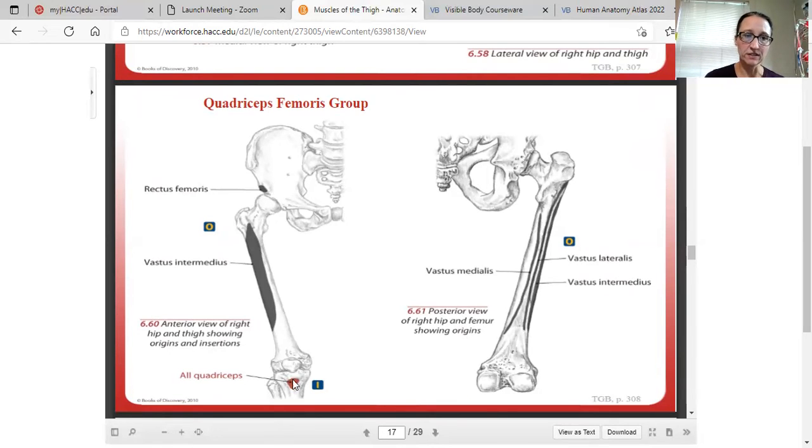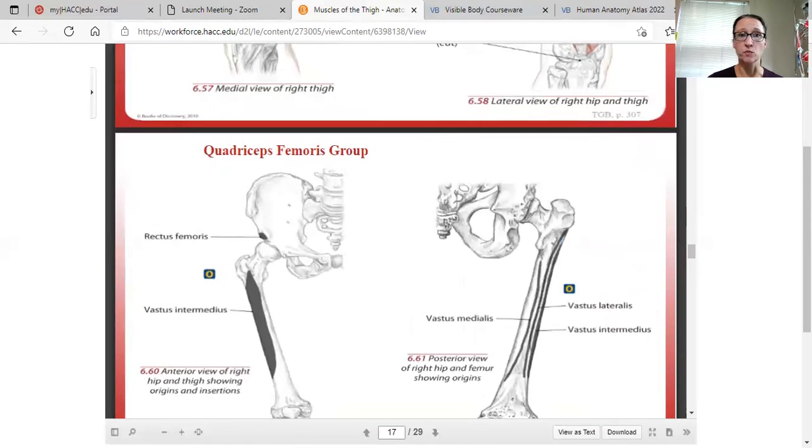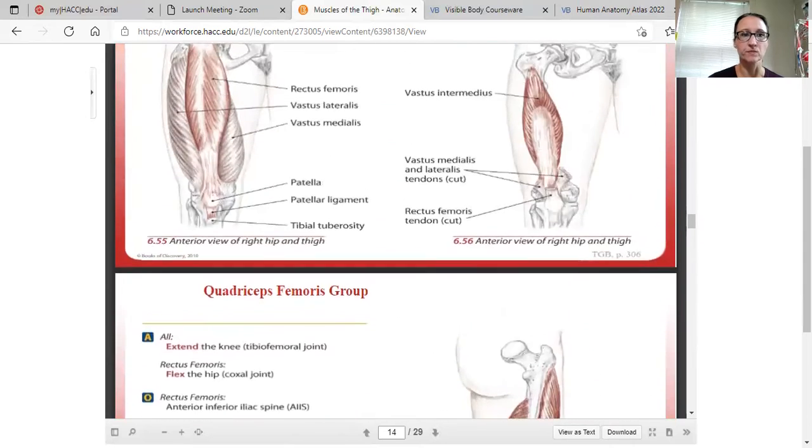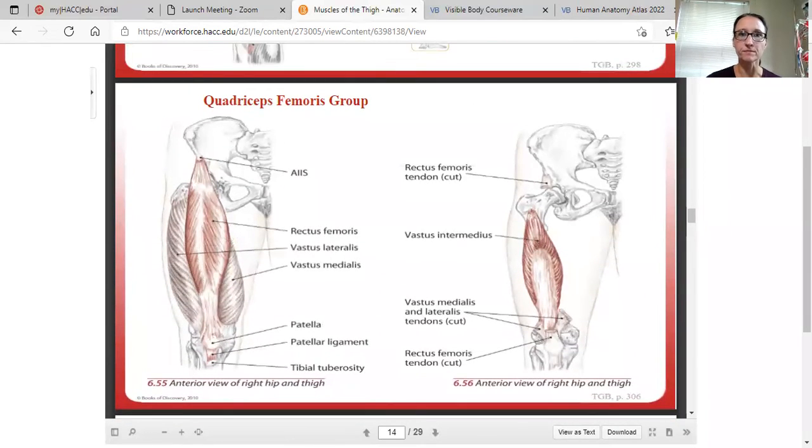All right, so here is the insertion. Technically, the insertion is the tibial tuberosity, but I said it was wonky, so let me explain. Let's go back up to this picture here. All right, so one thing that I want to show you is this. This right here is the quadricep tendon. All right, it attaches the quadriceps to the patella.